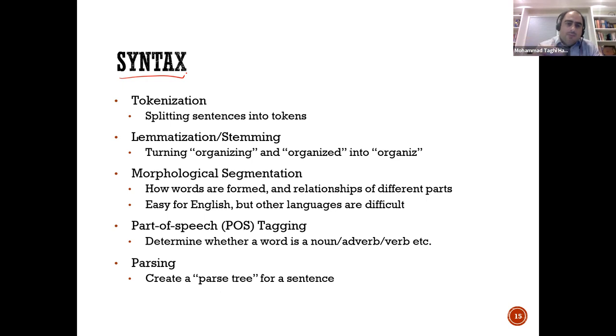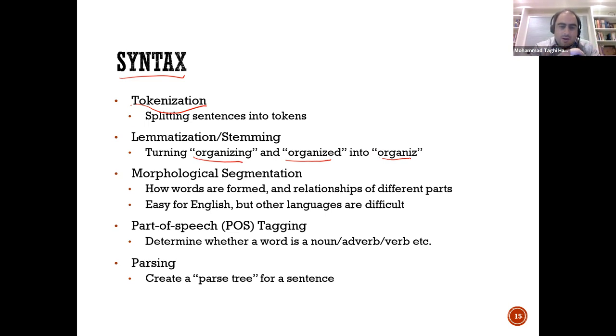One of the important ones is tokenization. So what is tokenization? You are trying to split a sentence into tokens. That's one thing. Then after that, we have lemmatization and stemming. What are lemmatization and stemming? We generally try to, for example, turn organizing and organize into organize. So we try to get a stem or root of the words.